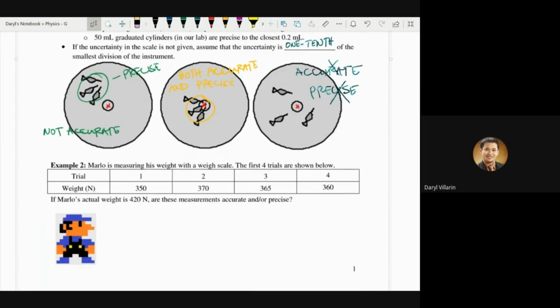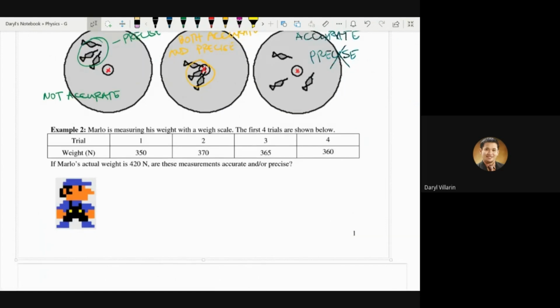So let's say example number 2 here. Marlo is measuring his weight with a weight scale. The first 4 trials are shown below. So first trial is 350, 370, 365, and 360. So the question is, if Marlo's actual weight is 420 newtons, what are these measurements? Accurate or precise? So this one here, you would take this one as your accepted value. So all of the trials given are your measurements.